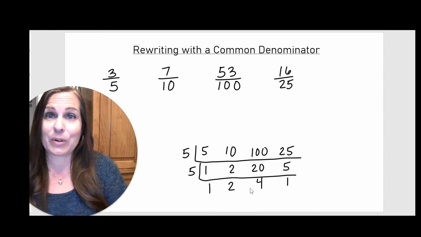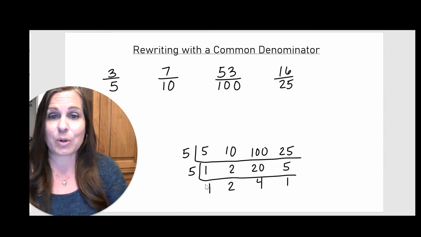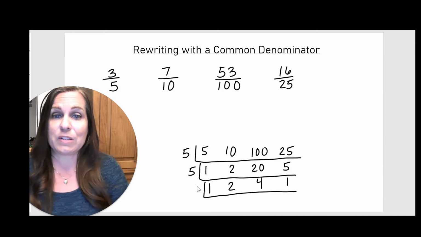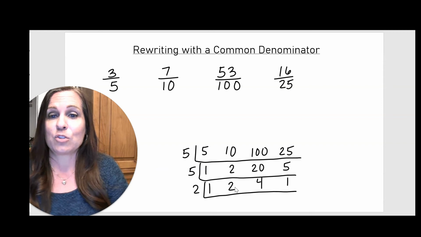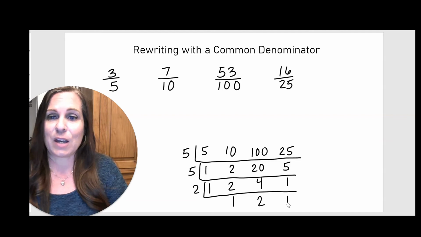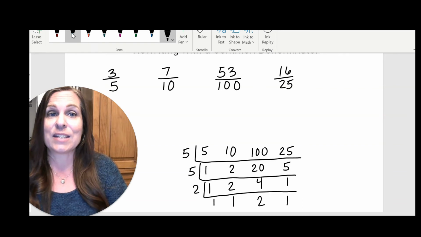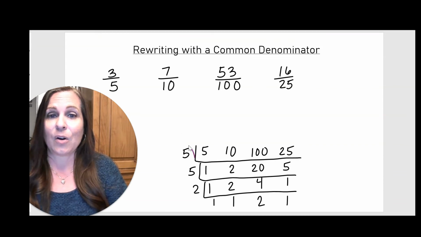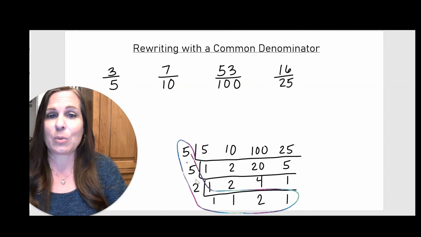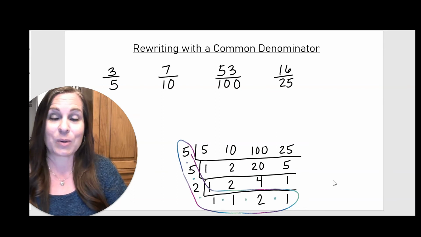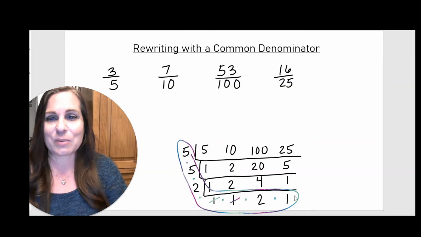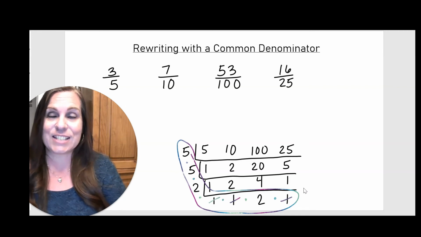And then I can do a similar process here on this last row because 2 and 4 are both divisible by 2. So 2 divided by 2 is 1. 4 divided by 2 is 2. And I didn't divide the 1s, so I'll just bring those down. To find the LCM from this, all I need to do is multiply the numbers that are on the side and the bottom. So 5 times 5 times 2 times 1 times 1 times 2 times 1. I don't really need to look at the 1s, right? Because multiplying by 1 doesn't change anything.